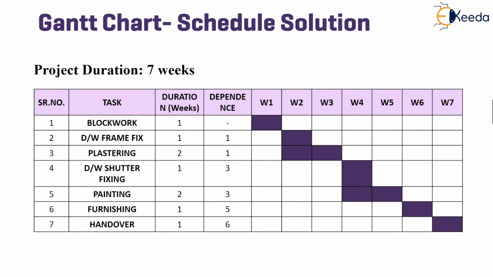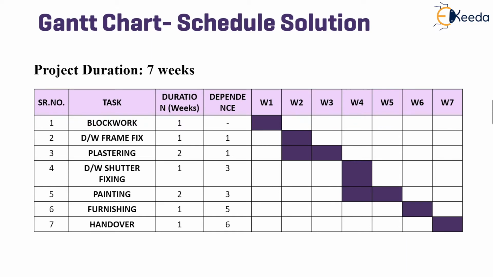Block work duration is 1 week. Door window frame fixing is again 1 week. However, it has a dependency on completion of the first activity, that is block work. Next is plastering. It is for 2 weeks and it also has dependency on completion of block work. Thus we reach week 3.